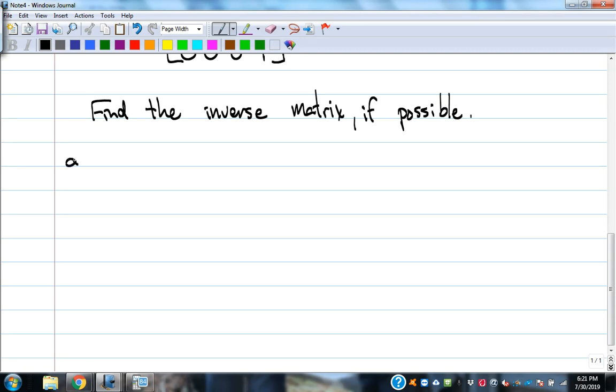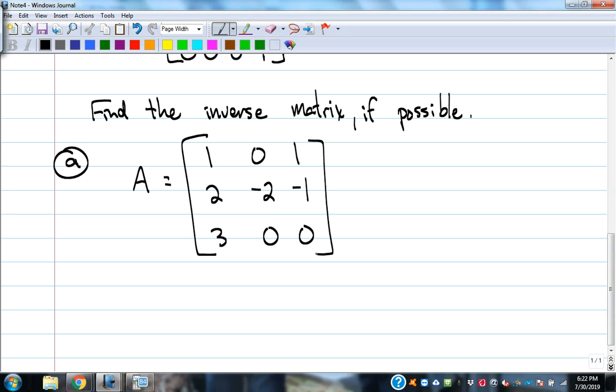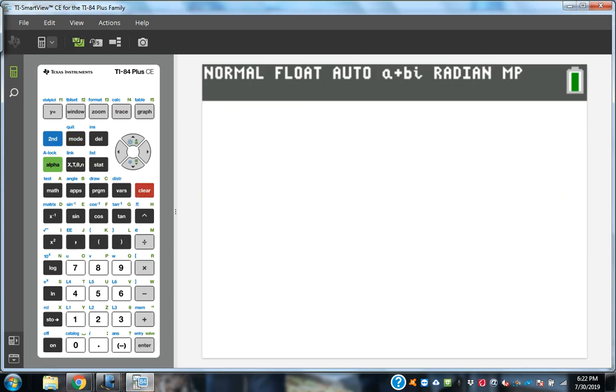But let's look at an example. Let's say it's matrix A, and here's the original matrix: 1, 0, 1, 2, -2, -1, 3, 0, 0. So that's the matrix, and we want to find the inverse. So A inverse, that's what we're looking for. The notation is just a little -1 exponent. What we need to do is put that 3x3 matrix into our calculator, and we're going to have our calculator find the inverse matrix for us.